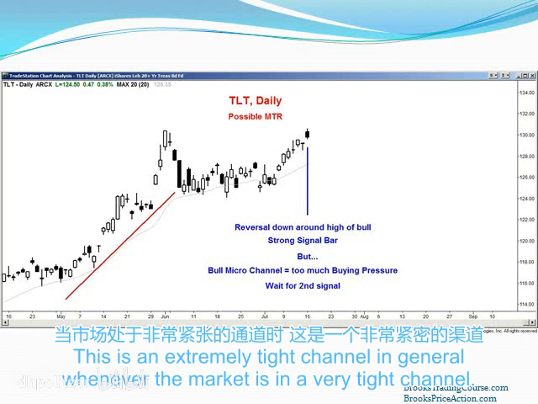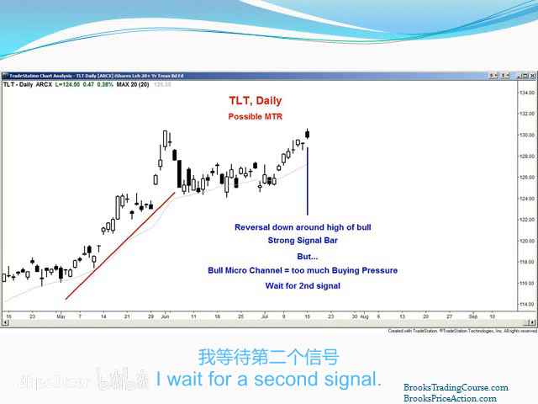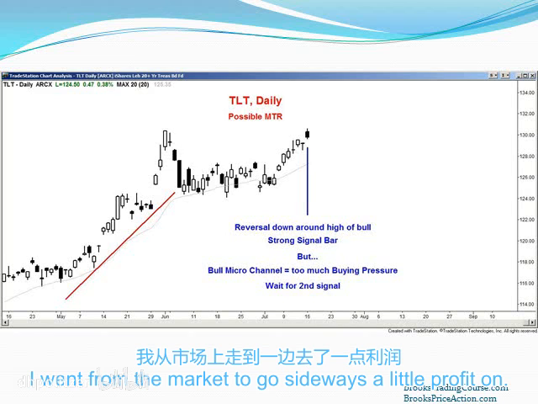In general, whenever the market is in a very tight channel, and I'm looking for a trade in the opposite direction, I wait for a second signal. I wait for the market to go sideways a little.